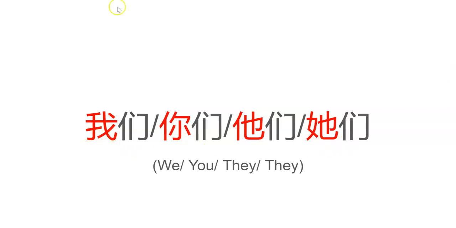So if you want to make them plural, let's go over this again. So how to say we? 我们. And how to say you as a group? 你们. And how to say they in a group? 他们. And how to say all the girls in a group? 她们. So you just add a men at the end. It will mean like a group of people.